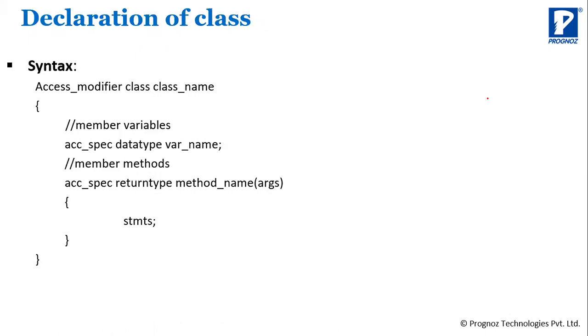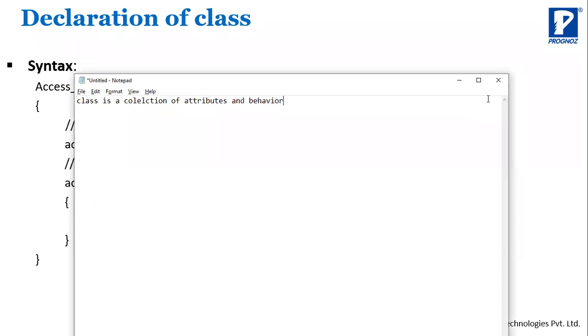How to declare a class? If we want to declare a class, what is the syntax? We need to write the class name, curly bracket open, curly bracket close, and here we need to define the variables and methods, or we can say functions, inside a class.